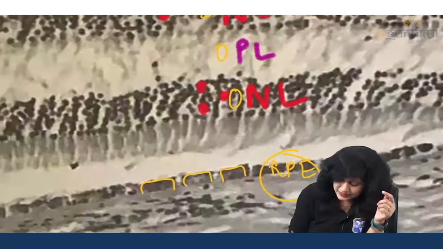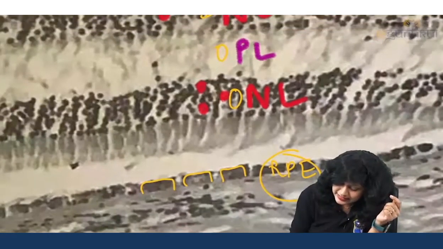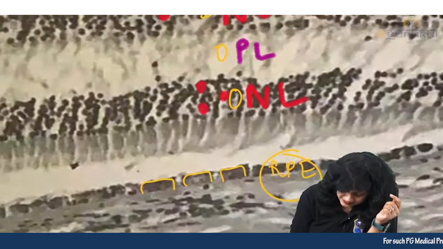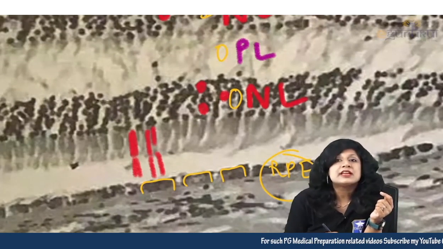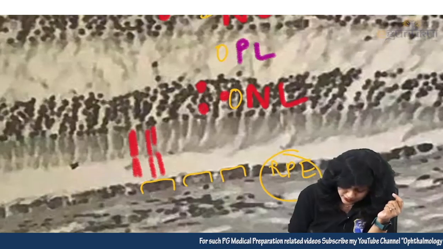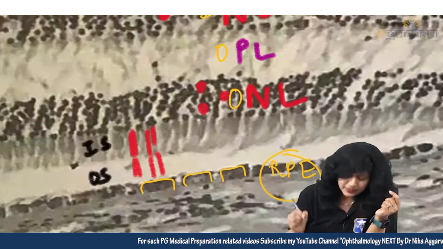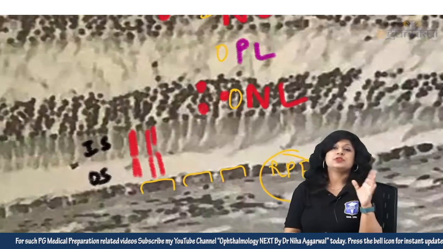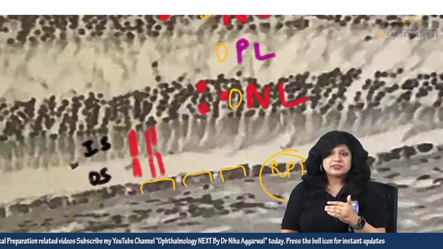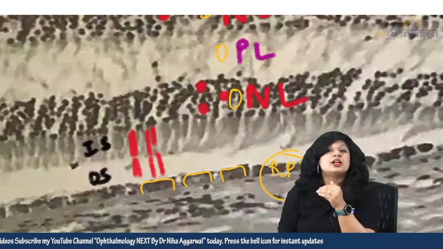Then you can see the next region where you are seeing these segments. So these are actually the outer segments and the inner segments. These are the outer segment and the inner segment which are present in the rods and cones. So by this also you are sure now that you are dealing with the outer side. So this is your layer of rods and cones.